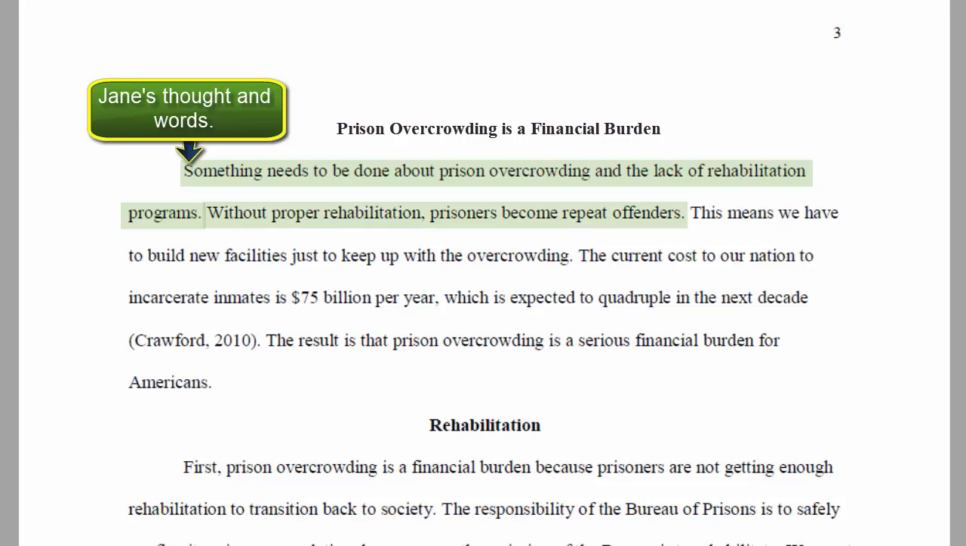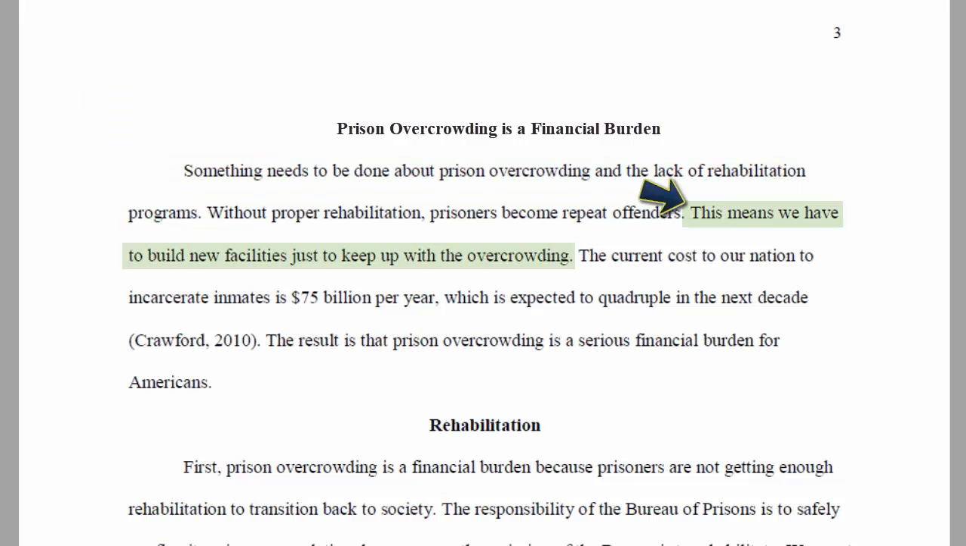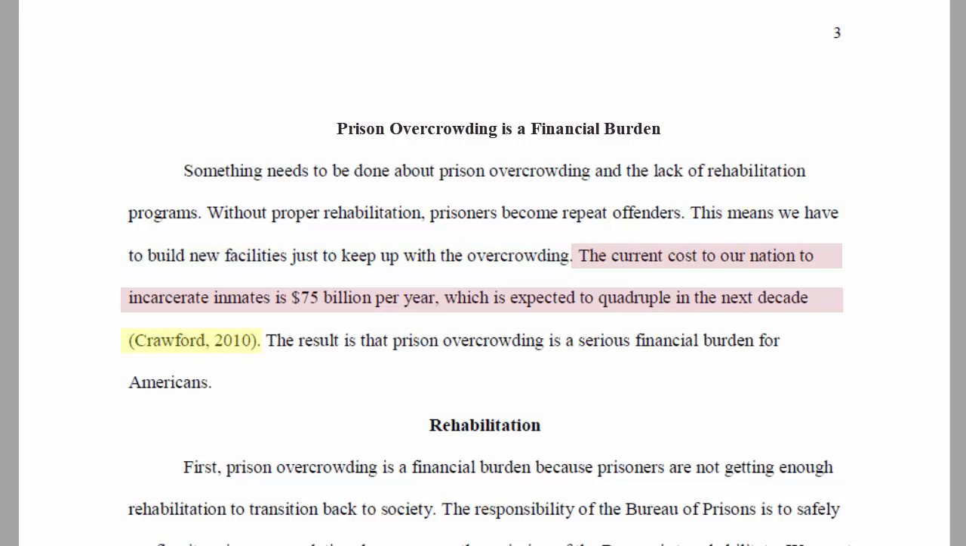Next, "Without proper rehabilitation, prisoners become repeat offenders." These are also Jane's words. Next sentence: "This means we have to build new facilities just to keep up with the overcrowding." Now this sentence: "The current cost to our nation to incarcerate inmates is $75 billion per year, which is expected to quadruple in the next decade."